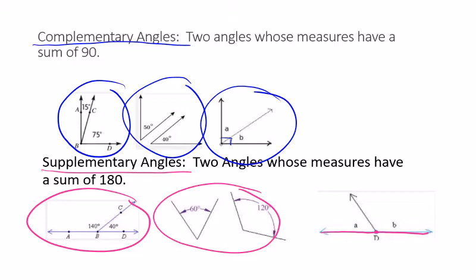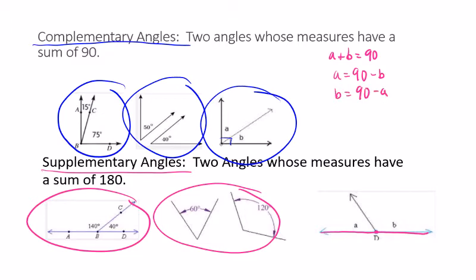With complementary and supplementary angles, if you know one, you can find the other, right? With complementary angles, angle A plus angle B would have to add up to 90. So if I know B, I can find A by doing 90 minus B. The same thing the other way around: B would be 90 minus A.